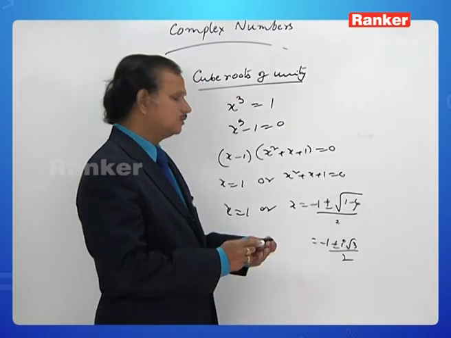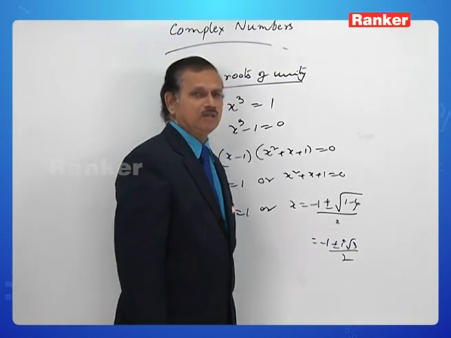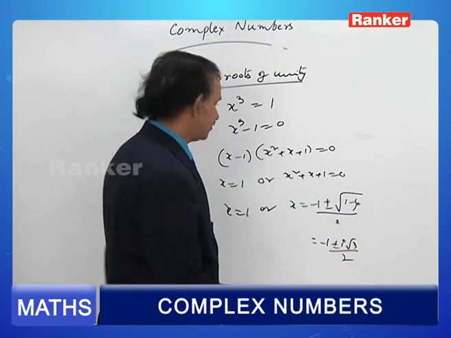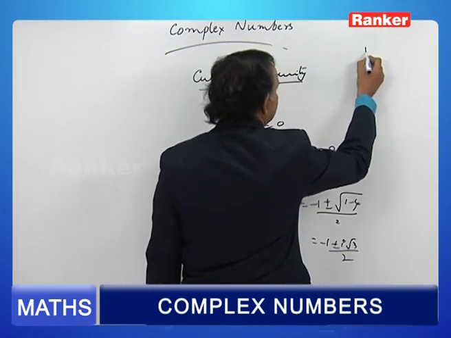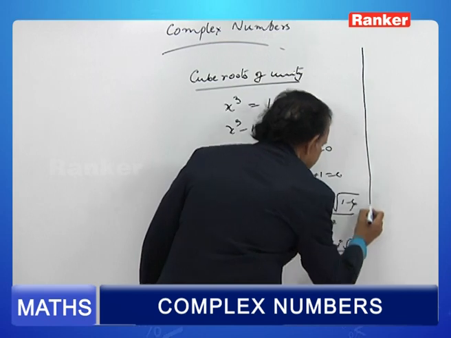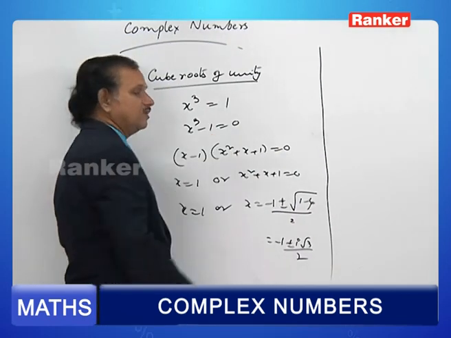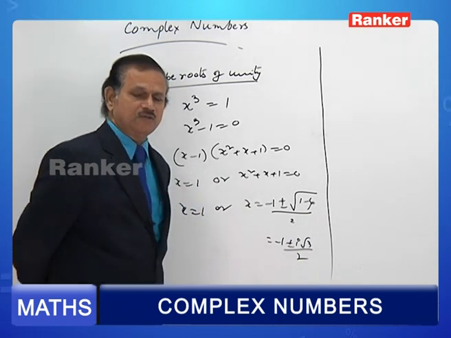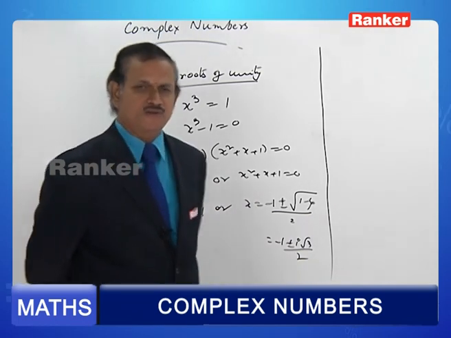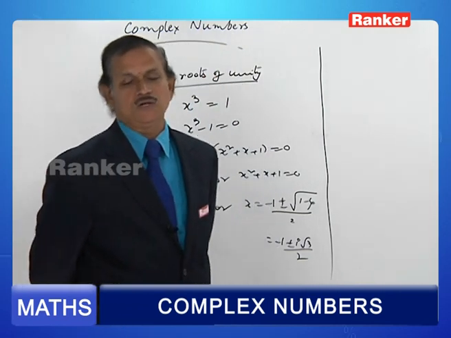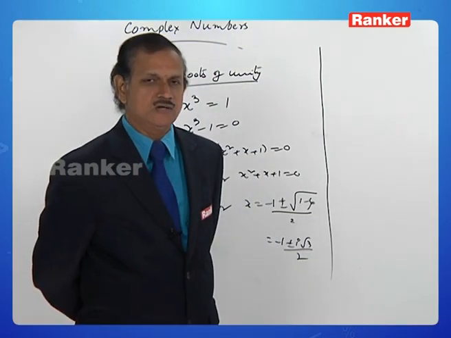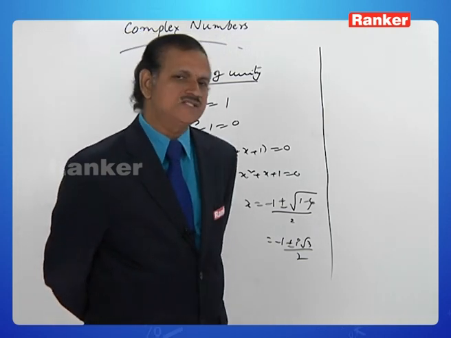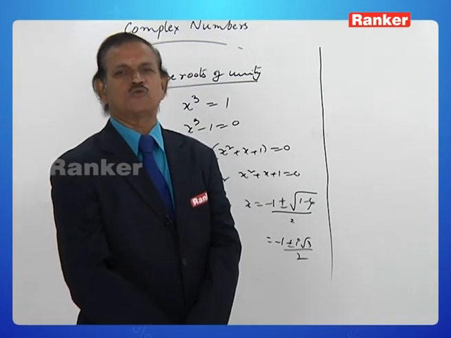1 minus 4 is minus 3. Root of minus 1 into 3, root minus 1 into root 3, that is i root 3. Minus 1 plus or minus i root 3 by 2. Therefore, what are the cube roots of unity? That is, what are the roots of this equation? Roots of the equation x cube is equal to 1 are termed as cube roots of unity. Roots of x power 4 is equal to 1 are fourth roots of unity. Roots of x power 6 is equal to 1 are called sixth roots of unity, and in general, roots of x power n is equal to 1 are called nth roots of unity.